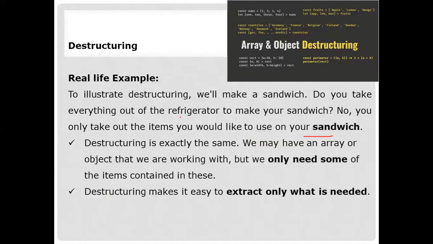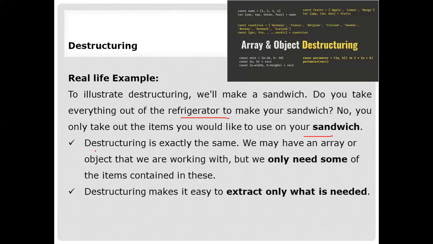Now, in the refrigerator, we have different items, right? More items are there, but we are not taking all the items of the refrigerator to prepare the sandwich. Whatever items you want, you select out of, for example, 20 items in the refrigerator. You are not taking all 20 items to prepare the sandwich. You are taking only 5-6 items which are required.